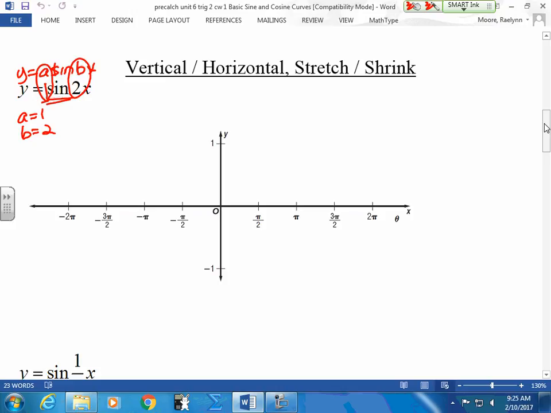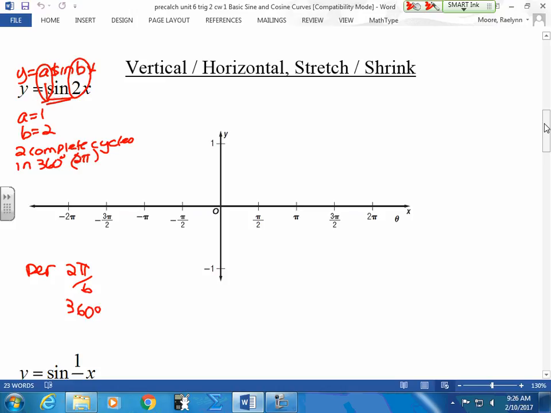It's going to go like this. 1, 2. It's going to go like that. It's going to do 2 in 360. So this is 2 complete cycles in 360 degrees, or 2 pi. Okay, now we need to know how long it takes to complete one of those cycles. So this is where your period comes into effect. 2 pi over b.